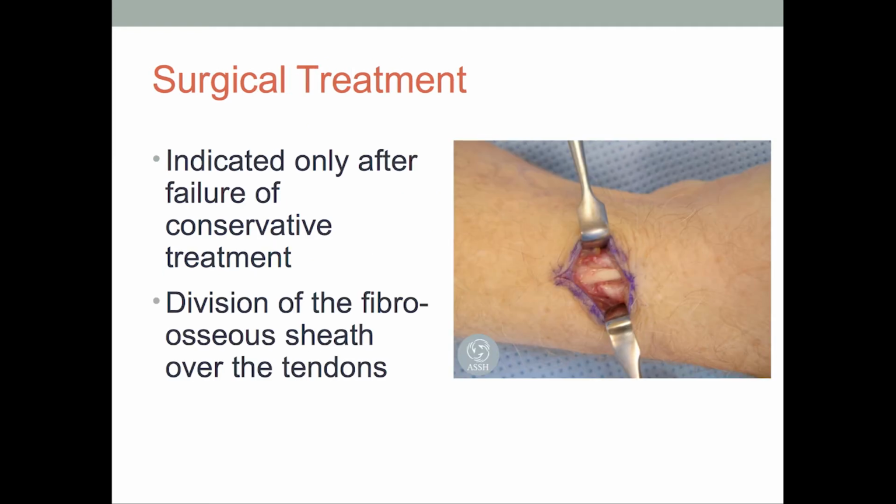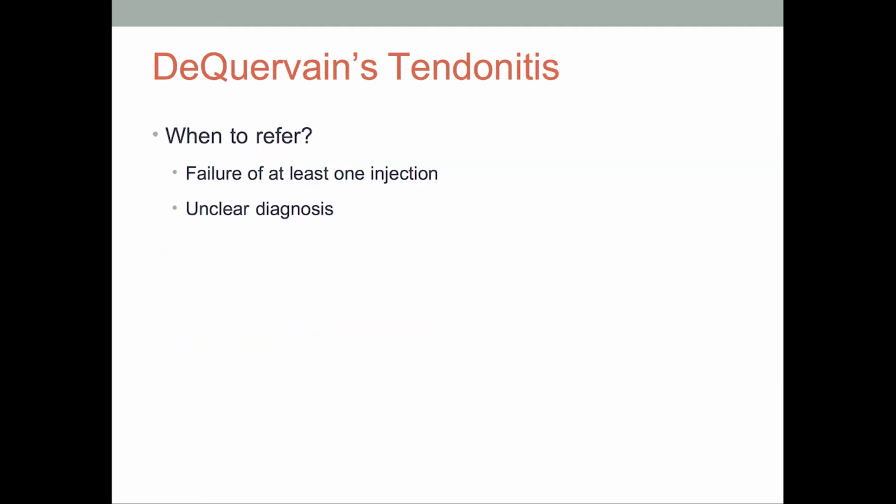Surgical treatment, so I usually do at the most 3 injections. If they don't get better after 3 injections, then I open up the sheath. Surgery for me is last resort, okay? So these are some of the reasons to send them to a hand surgeon.